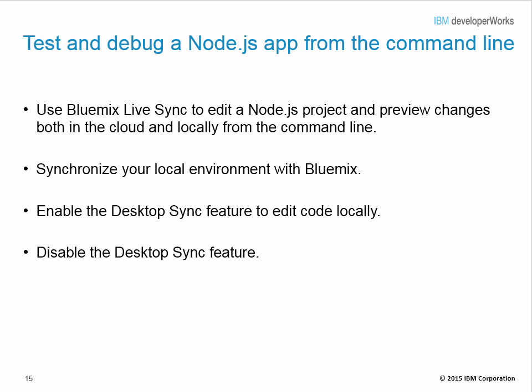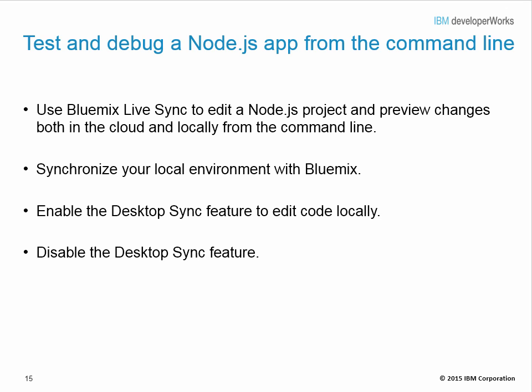To synchronize your local environment with Bluemix, open a command line window, sign into Bluemix by typing your IBM ID and password, view a list of your Bluemix projects, and synchronize your local environment with your project on Bluemix. By synchronizing your local environment with Bluemix, you populate the local directory with the files from your Node.js project. When you are finished making changes, type Q to end synchronization.